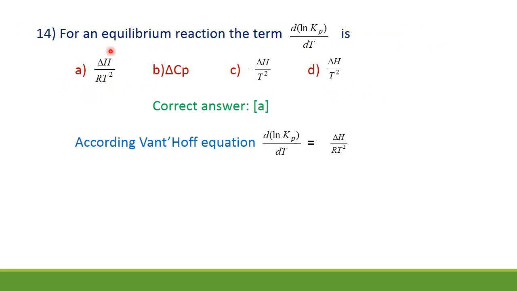Question number 14. For an equilibrium reaction, the term d ln Kp by dT, you know very well, this equation is known as Van't Hoff equation. According to Van't Hoff equation, d ln Kp by dT is equal to what? Delta H by RT square. So this is option A. According to Van't Hoff equation, d ln Kp by dT is equal to delta H by RT square. The correct answer for this question is A.